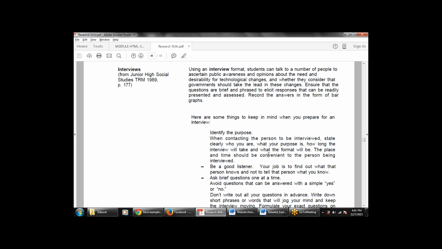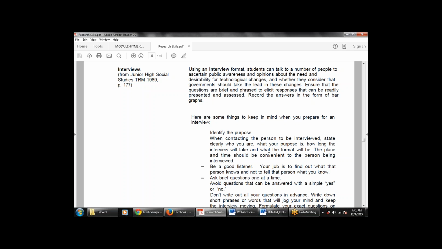The place and the time should be convenient to the person being interviewed. It is not that you take the interview of a person at a very far distance from their home or their working location. You must be flexible with the timing and the area of the interviewee. So you take the interview as per the convenience of the interviewee. That is the first tip.